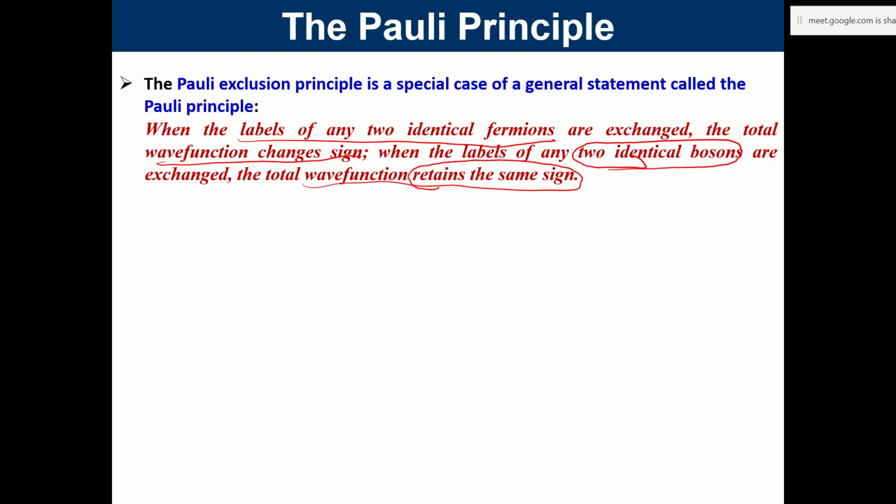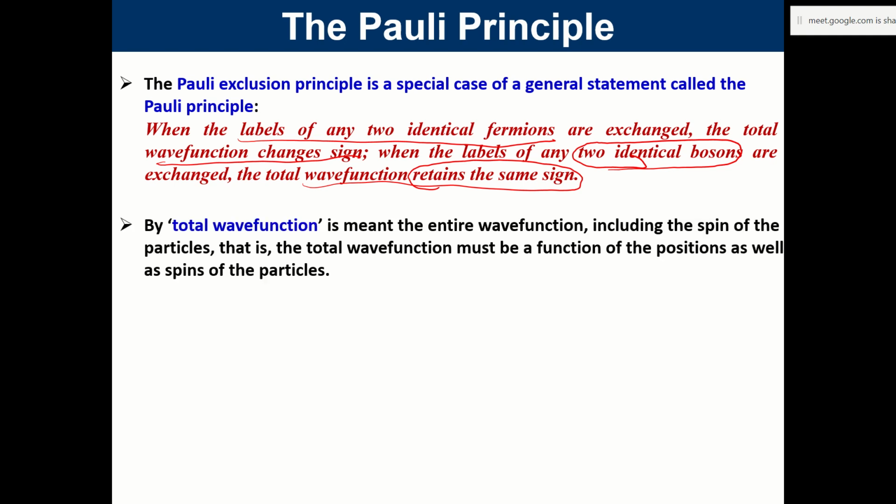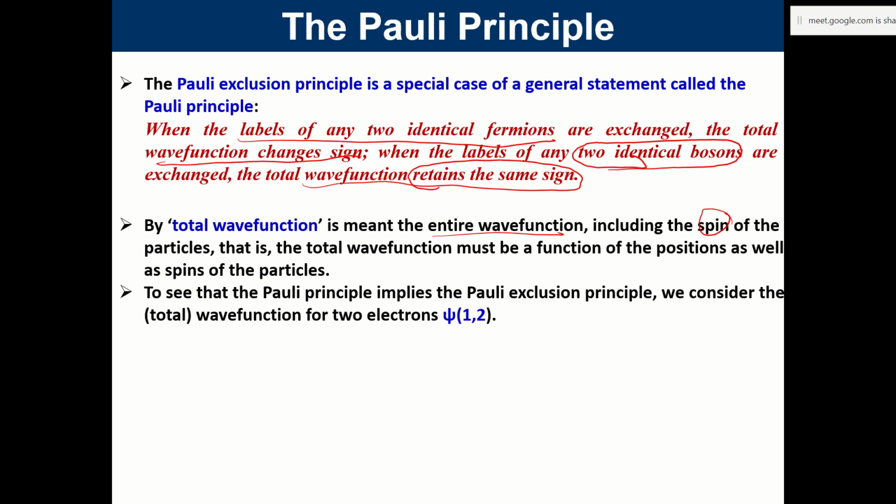ये आगे चल के यूजफुल होगा. We will later on use this concept in rotational and vibrational spectroscopy. So that second part we are leaving for the moment, but keep in mind, total wave function is what I just explained to you. It is the entire wave function which includes spin and the orbital part. Orbital wave function, spin wave function, both.